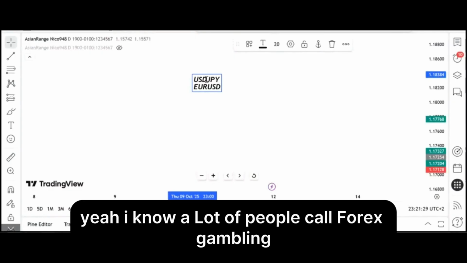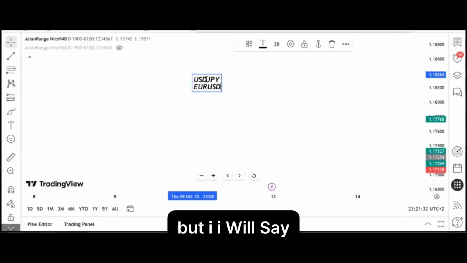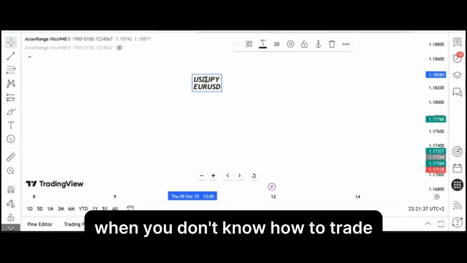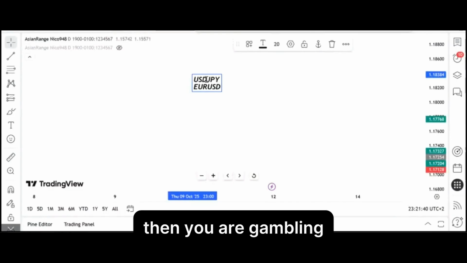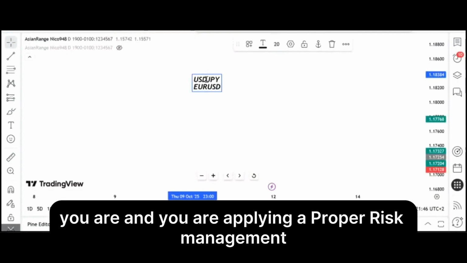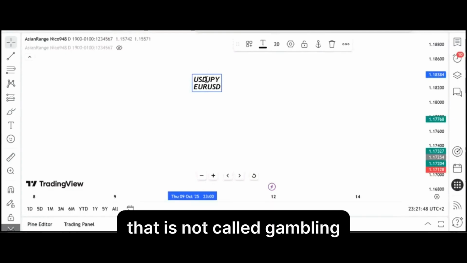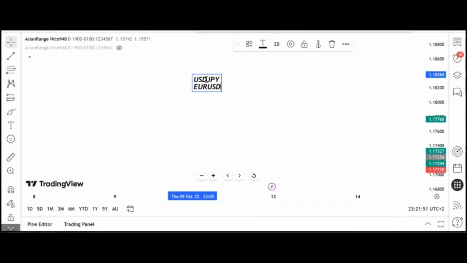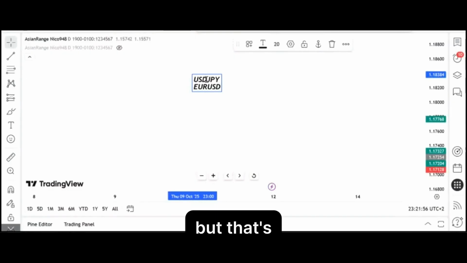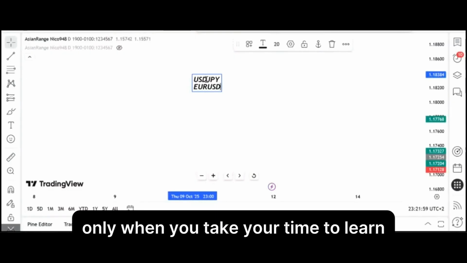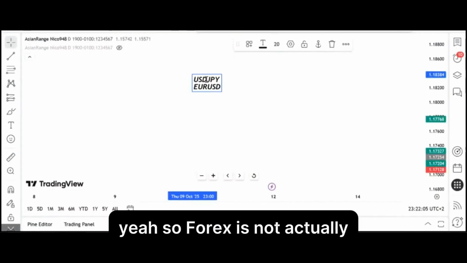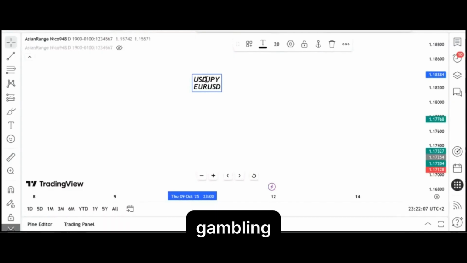Yeah, I know a lot of people call forex gambling, but I would say forex is not gambling. But when you don't know how to trade, and you just need quick money, then you are gambling. But when you know what you're doing in the markets and you are applying proper risk management, that is not called gambling. It's only when you take your time to learn and know how it works, then apply everything you have learned. So forex is not actually gambling.